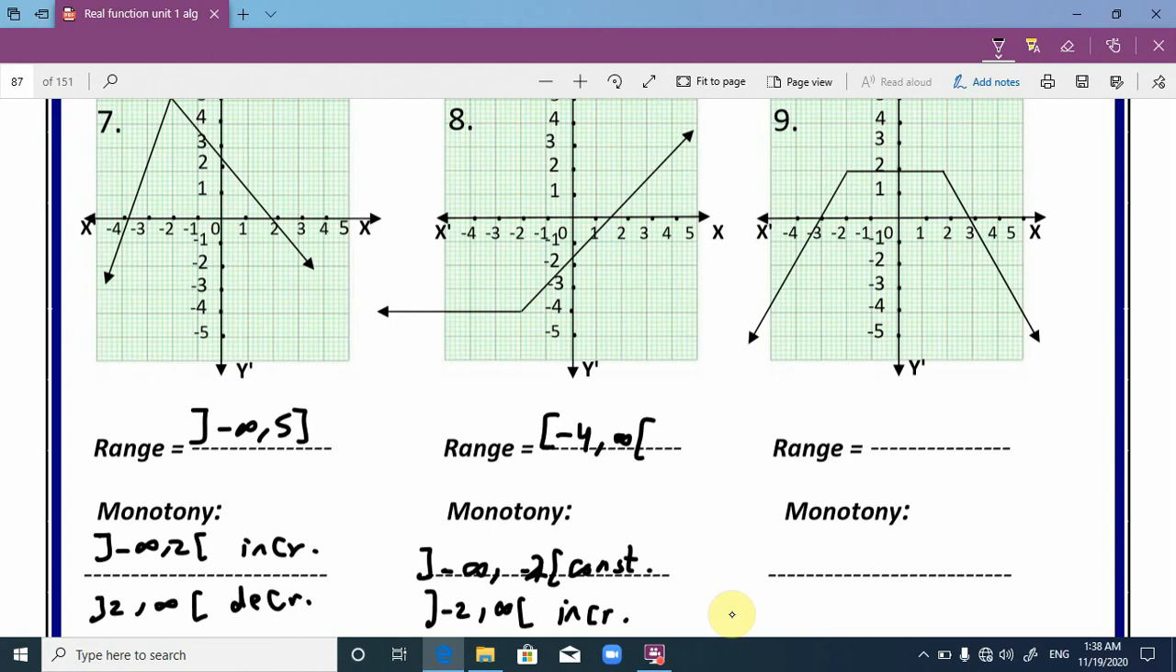A range here from negative infinity to the value of y, closed. Monotony, we have 3 intervals: from negative infinity to 2, f is increasing. And from negative 2 to 2, f is constant. And from 2 to infinity, f is decreasing.